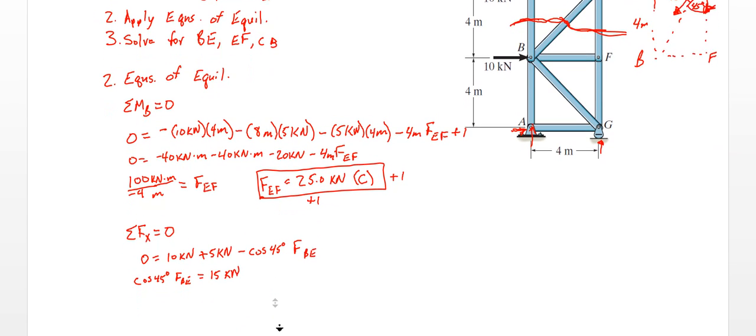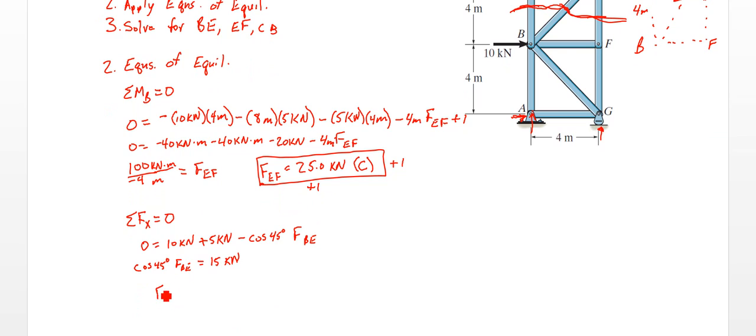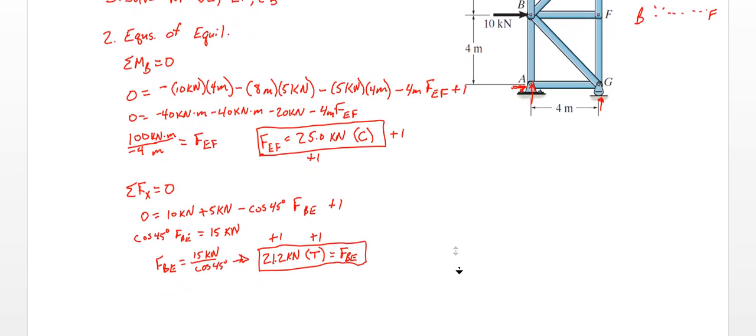Divide both sides by the cosine of 45. 15 kilonewtons over cosine 45. So FBE then is 21.2 kilonewtons, and that sign is correct, so that means my member is in tension. So that's FBE. So again, we get 1 point for the equilibrium equation, 1 point for the correct value, 1 point for the correct tension or compression member designation.